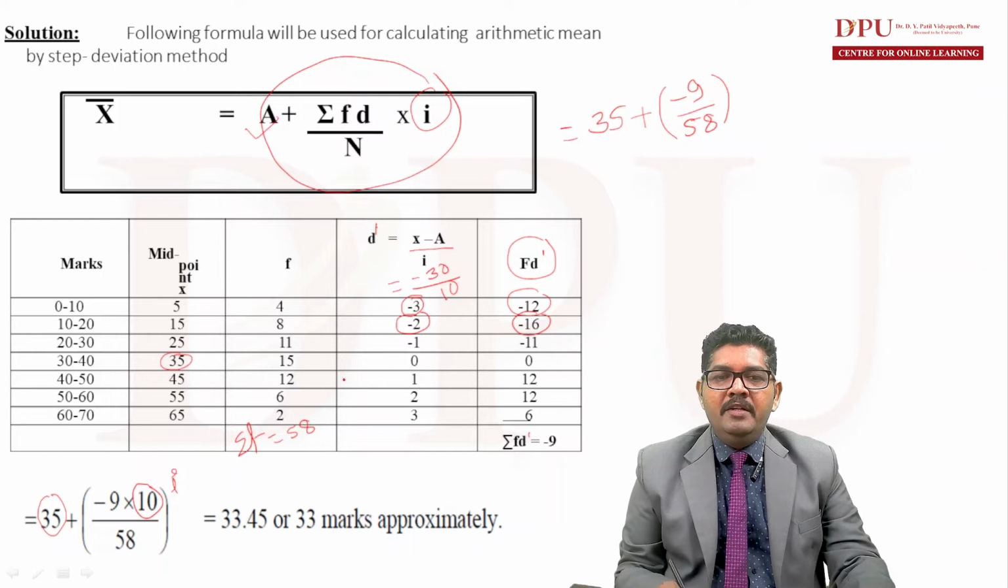So what is i? i is the class width. The class width is 10. So the effect of x minus a divided by i is nullified by multiplying this particular value by 10, that is i. So this will give us 33.45. So again we got the same value which we got by using the direct method as well as the shortcut method.